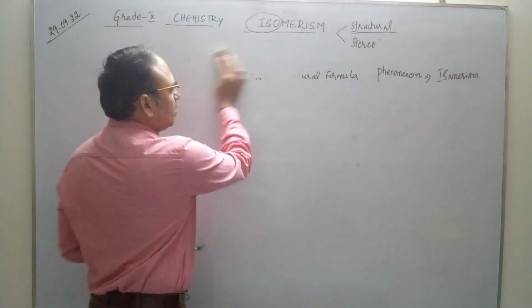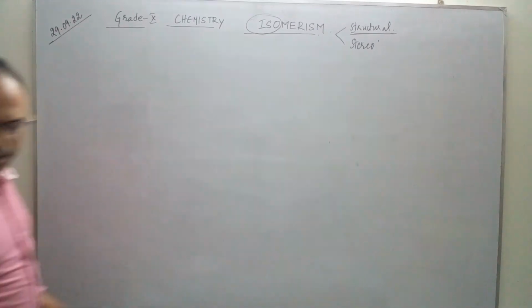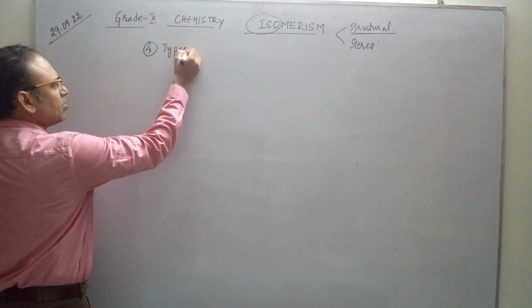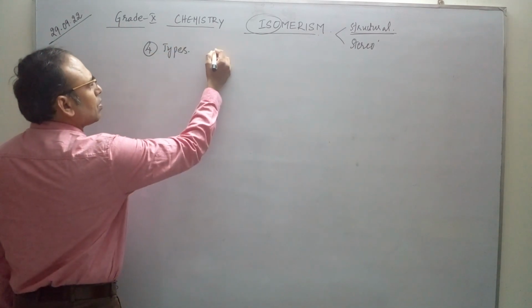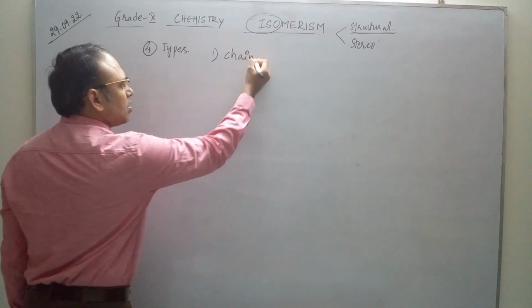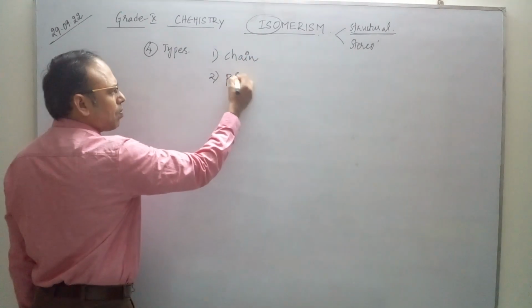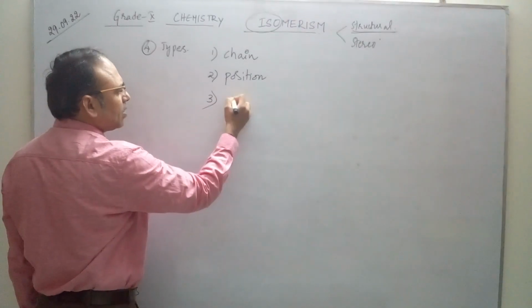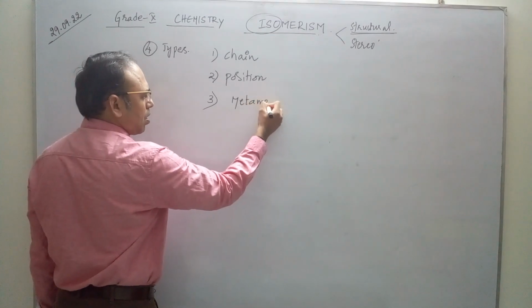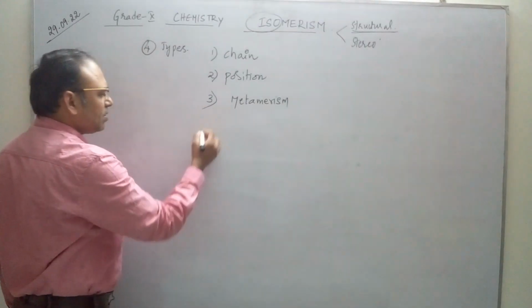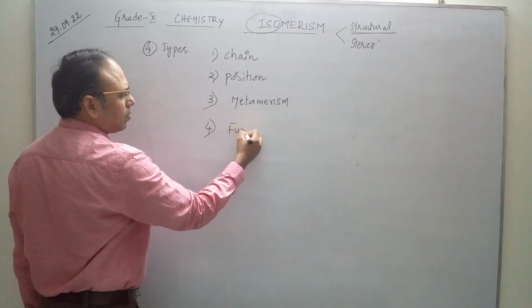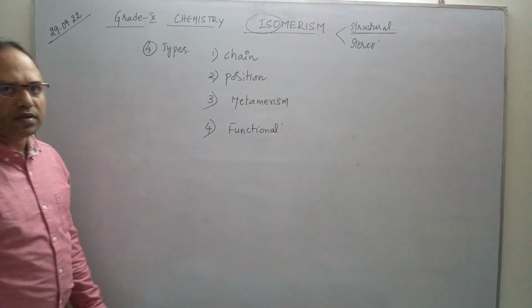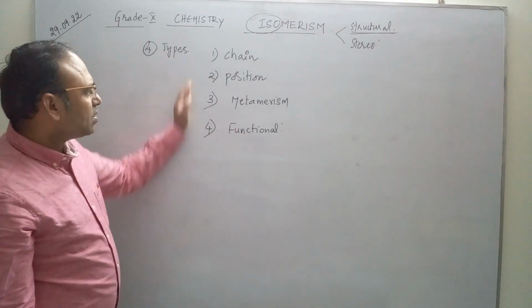So we have four types here. Four types of structural isomerism. That is chain isomerism. Second one is position isomerism. Third one is metamerism. And fourth one you have functional isomerism.